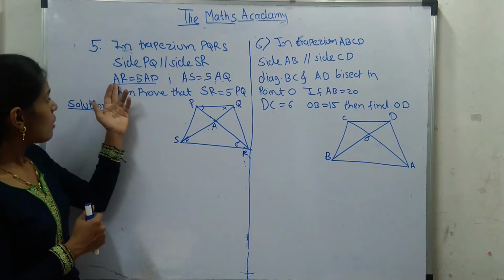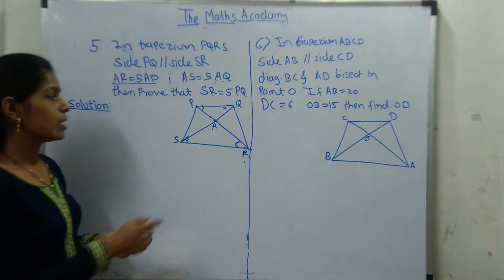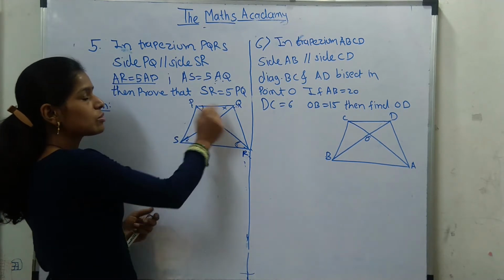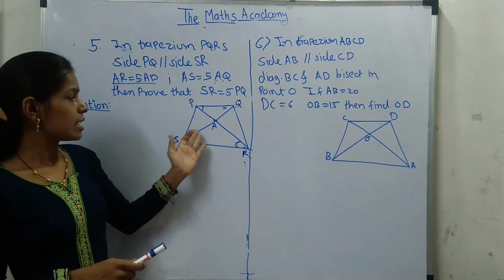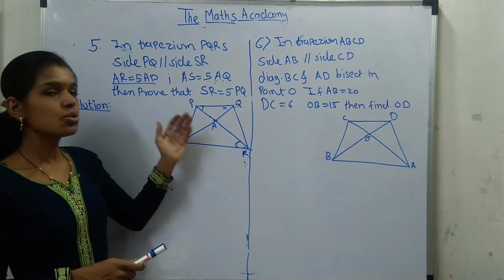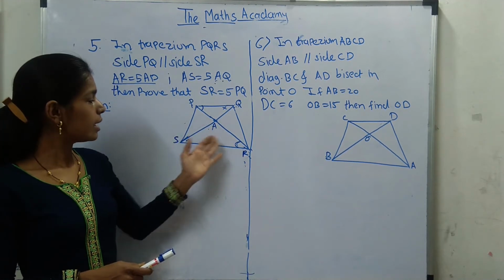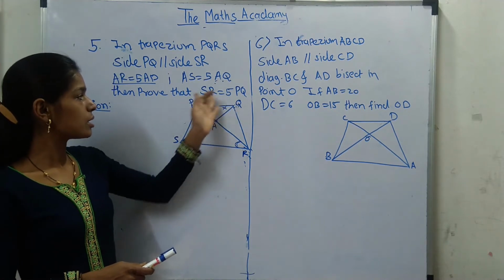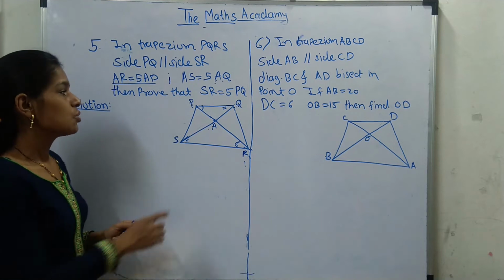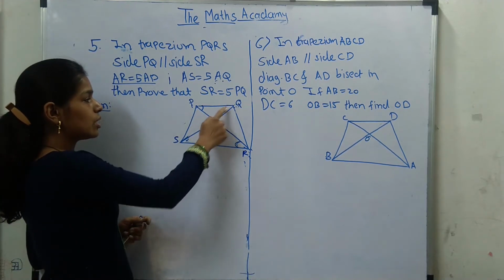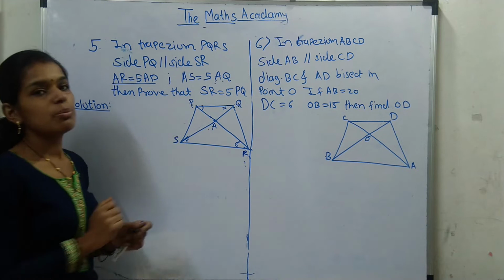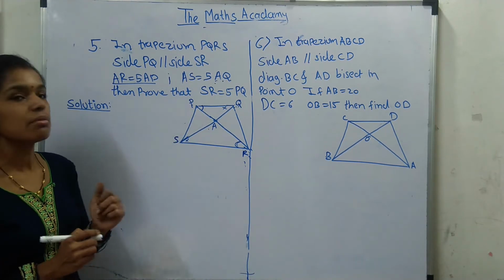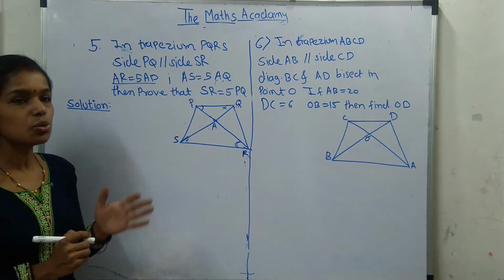So you have been given AR is equal to 5 times AP. This AR is 5 times this AP and AS is equal to 5 times AQ. As AR and AS are the sides of triangle ARS, you have to show that triangle ARS is similar to triangle APQ, as AP and AQ are the sides of triangle APQ. So we will consider triangle APQ and triangle ASR. But before that you have to show that two angles of the trapezium are equal to each other.